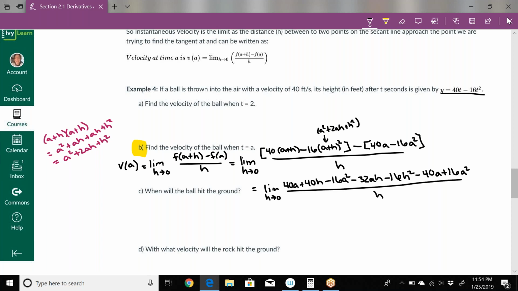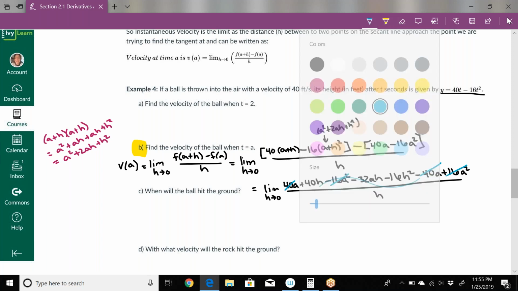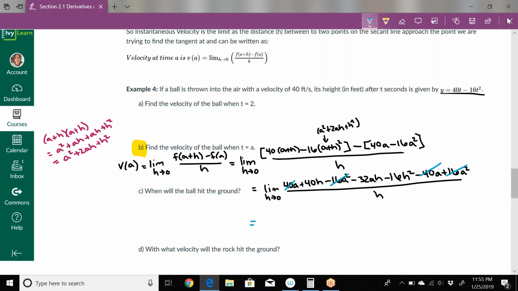Remember, we cannot remove the limit sign because we still have the problem that if we tried to evaluate this, it's going to make us undefined in the denominator, so we're not allowed to use direct substitution yet. If you notice, there'll be a couple things on the top usually that will cancel out. So we notice that the negative 40a and the 40a cancel out, and the negative 16a squared and the positive 16a squared cancel. That leaves me with the limit as h approaches 0 of 40h minus 32ah minus 16h squared all over h.